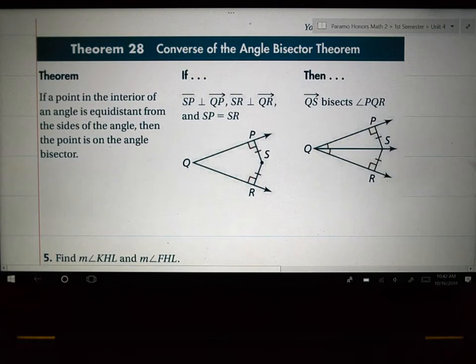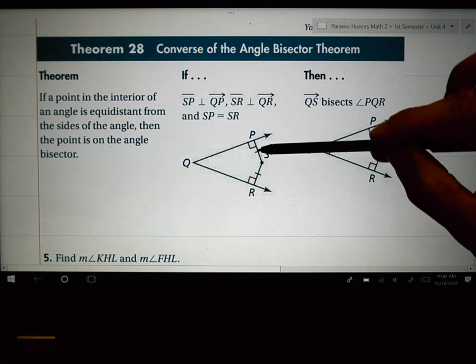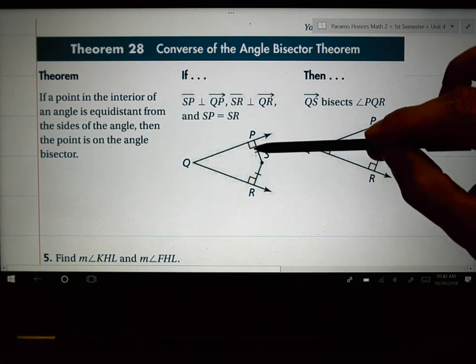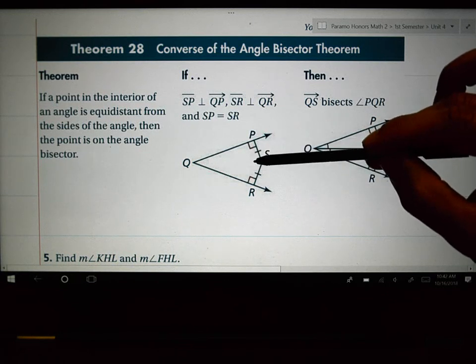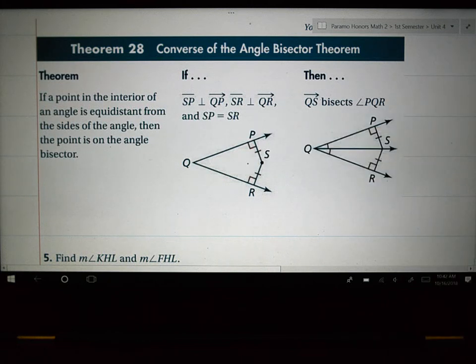The converse of that is also true. If I know that these are the same as each other and these are measured at a perfect right angle, then what I know is that this has to be on the angle bisector. Otherwise, it wouldn't be true. And if you're wondering why, that's because of HL. HL works on these ones.